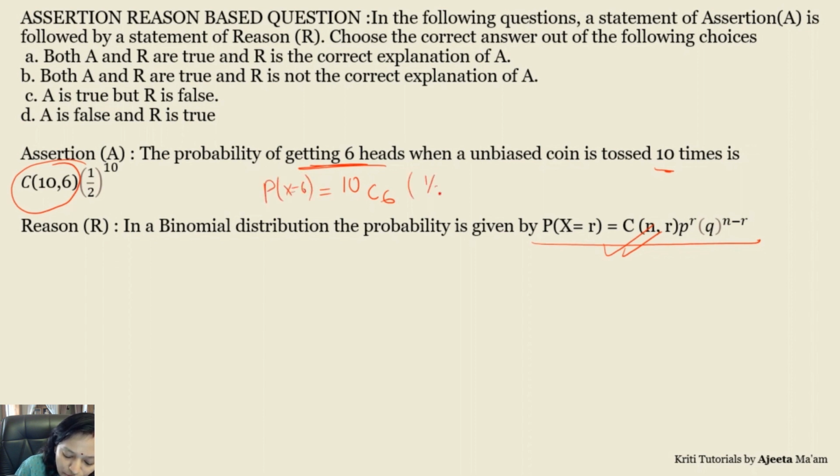So what's the probability of heads? 1/2. What is the probability of tails? 1/2. So we get this. So this is also correct. This is also correct. So yes, both are correct and it is a correct explanation of A. So option A is true, right? So we mark the option A. Now let's move on to the next.